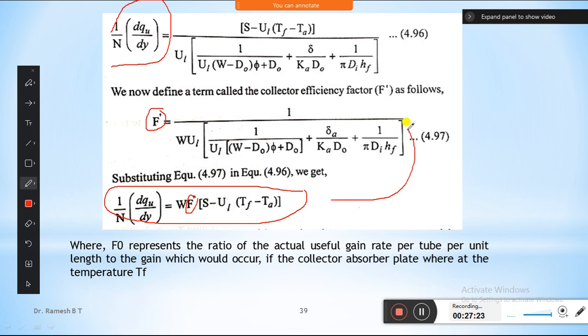And this F naught represents the ratio of actual useful gain, meaning the heat gain rate per tube per unit length, up to the absorber plate temperature Tf. So Tf is the absorber plate temperature.